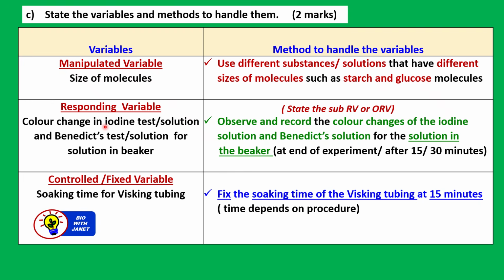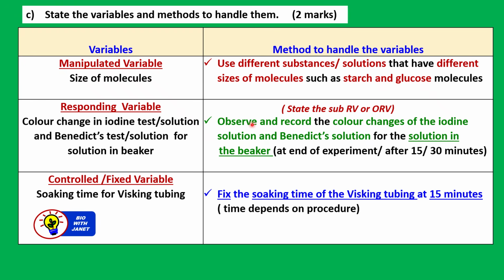Okay, next, the responding variable is the color change in the iodine test or solution and in the Benedict's test or solution. For the solution in the beaker, because we tested out the solution in the beaker, that is the important one, not the test for the content in the Visking tubing. That is not so important. It's for the solution in the beaker. That's the important one.